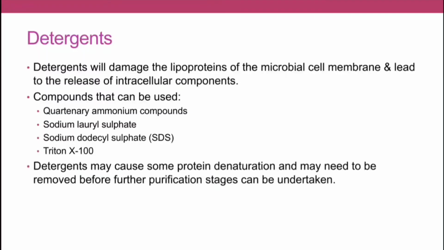Chemical method: you can see detergents which are used, they will damage the lipoproteins of the microbial cell membrane and lead to the release of intracellular components. The compounds that can be used are quaternary ammonium compounds, sodium lauryl sulfate, sodium dodecyl sulfate, and Triton X-100. These are the detergents used for disrupting bacterial cells, as well as any type of cell which you need to disrupt. Now the detergents may cause some protein denaturation and may need to be removed before further purification stages can be undertaken.